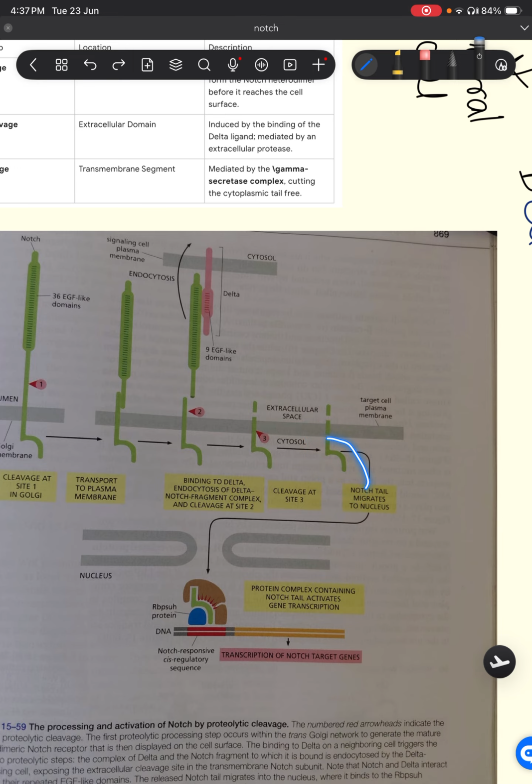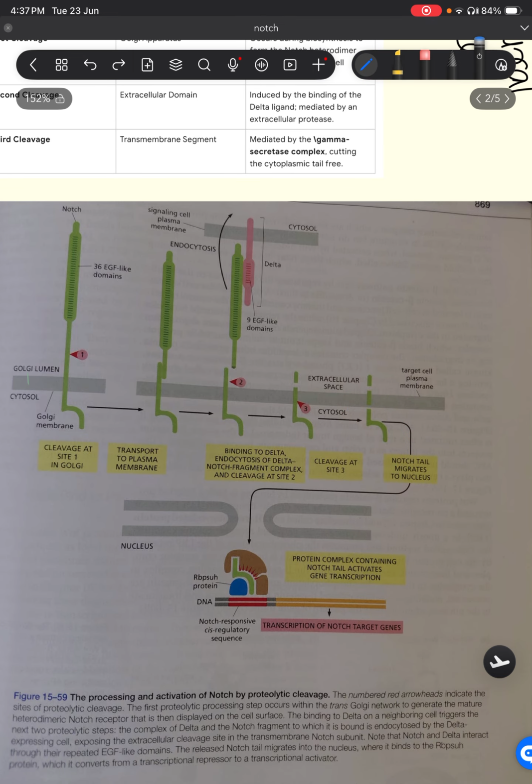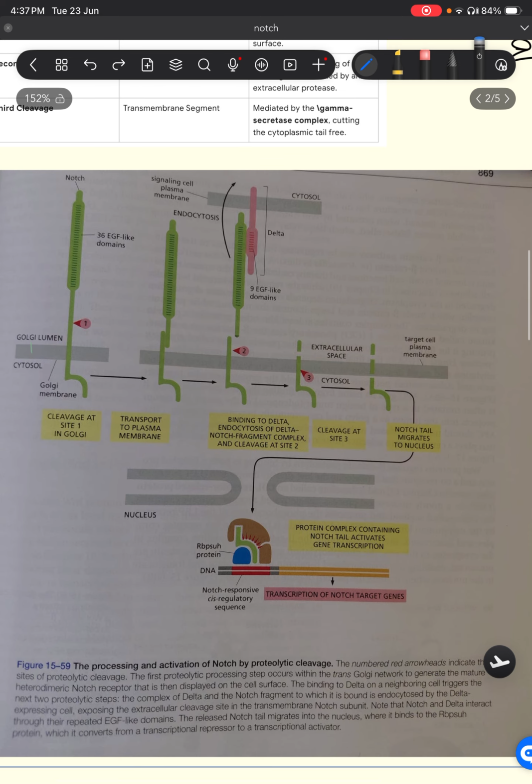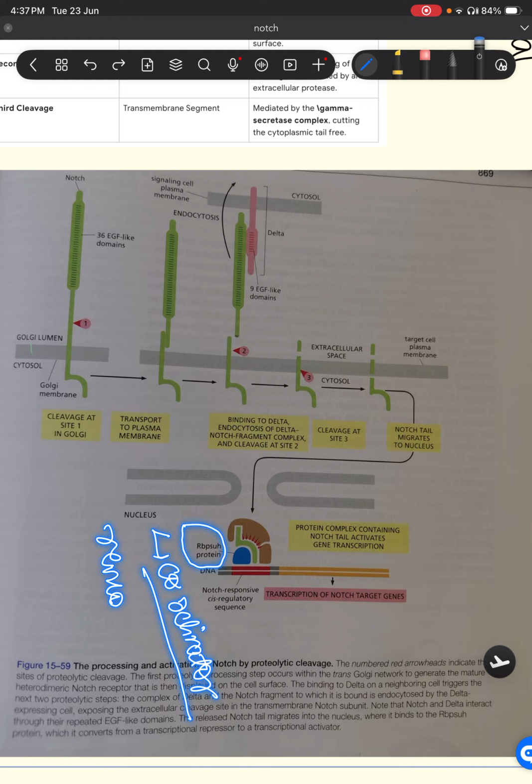There will be a Notch tail after that cleavage. This Notch tail will move into the nucleus and interact with the RBP-SUH protein, and this RBP-SUH protein will help in recruitment of co-activators and removal of co-repressors. So this is one thing that we need to understand. Therefore, the transcription repression will turn into transcription activation.